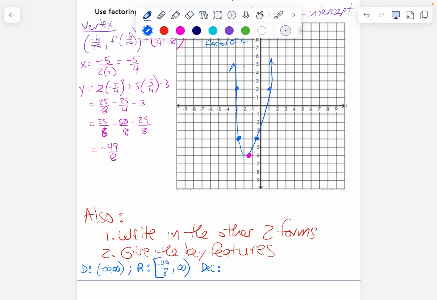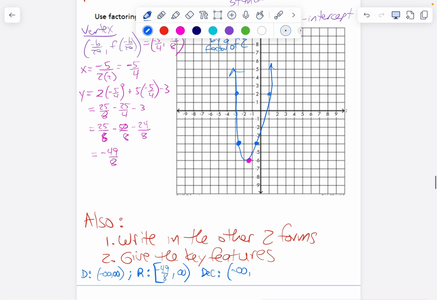Where is it decreasing? Downhill, left to right. Okay, I'm walking downhill all the way to that pink dot, right? So decreasing is downhill. It goes from -infinity to our x coordinate of our vertex, which was -5/4. How about increasing? Yeah, now we're climbing uphill, going again left to right. So it starts at -5/4 and goes to infinity on the increasing.